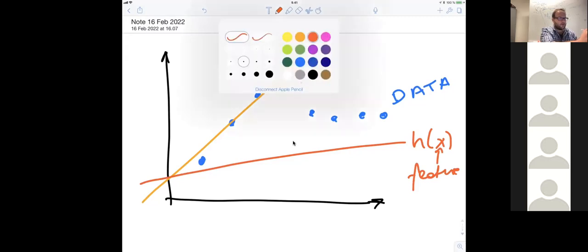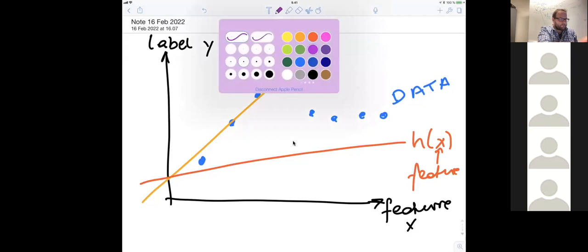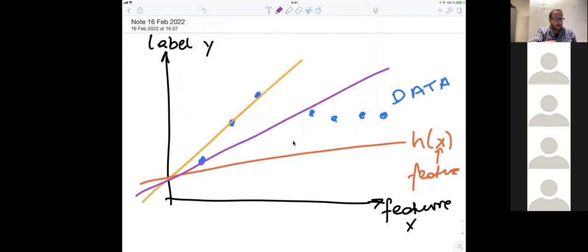So I forgot to label the axis. So this is the label. And this is the feature, feature X. Okay. So now we have data, we have a model, a set of different hypothesis maps. What else do we need? How do we choose the best hypothesis? How do we decide or choose between different hypotheses?